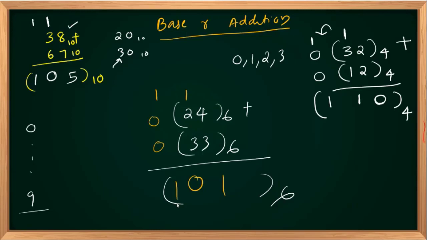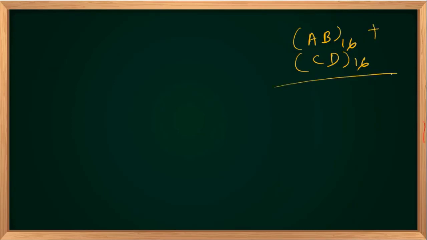Base R addition. So let me go for hexadecimal addition. AB plus CD, base 16. What's your result? AB plus CD in base 16. Then we'll take a break. Hexadecimal addition. What's your result?